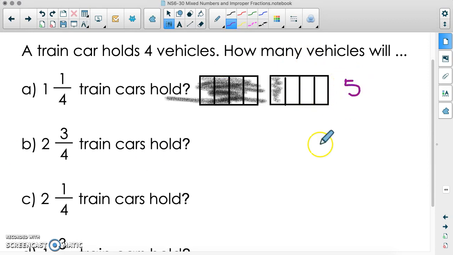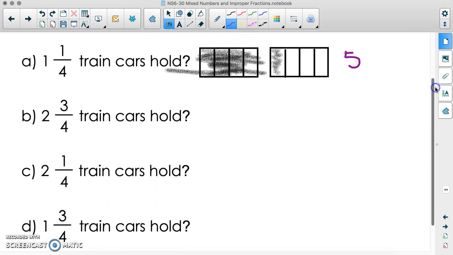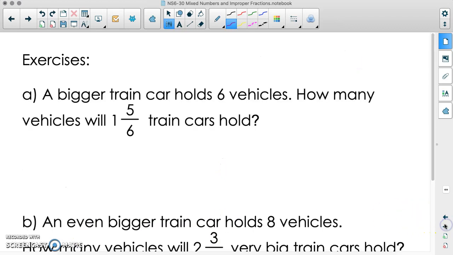If you need to draw a picture for B, C, and D, please do so, and then continue on with your screencast. So you should have found for B that the train cars can hold a total of 11 vehicles. For 2 1/4 train cars, you should have found the answer to be 9, and for 1 3/4, you should have found the answer to be 7.